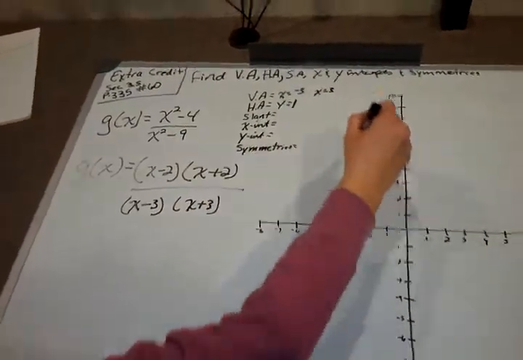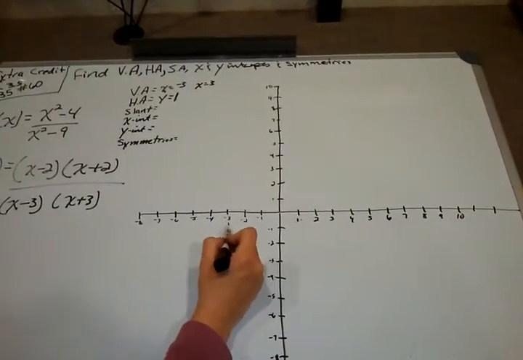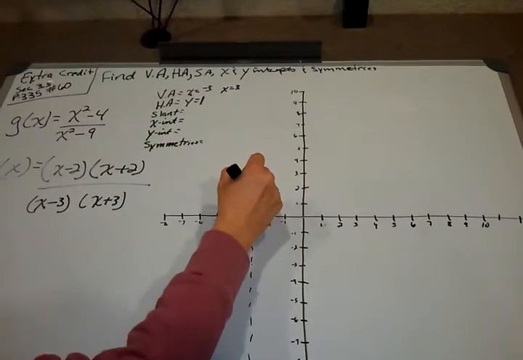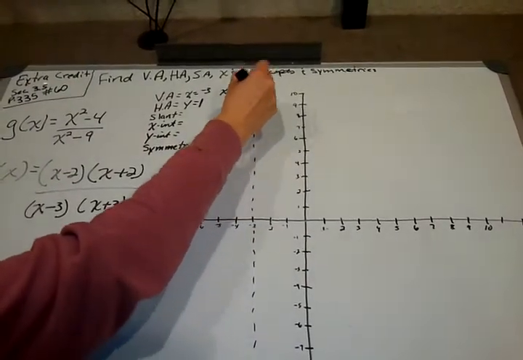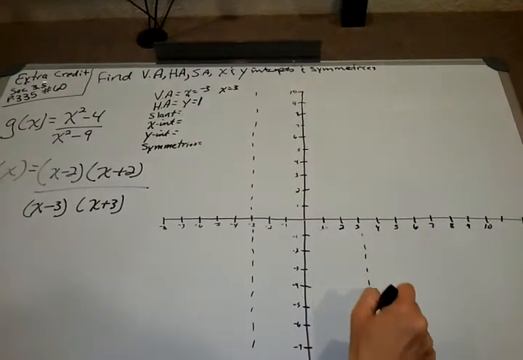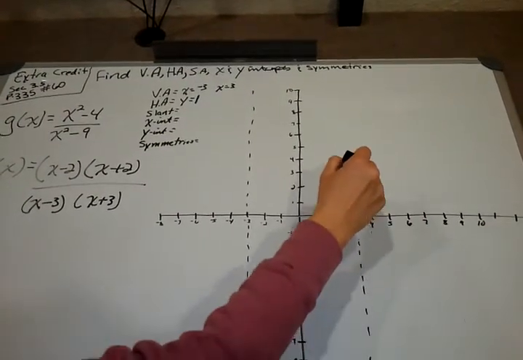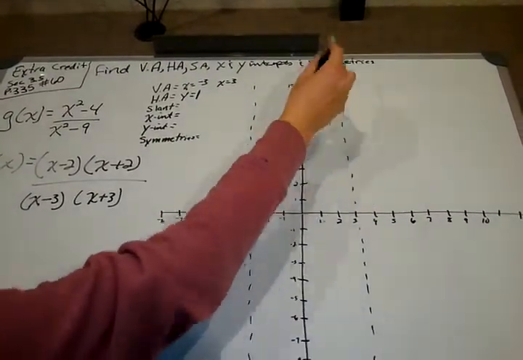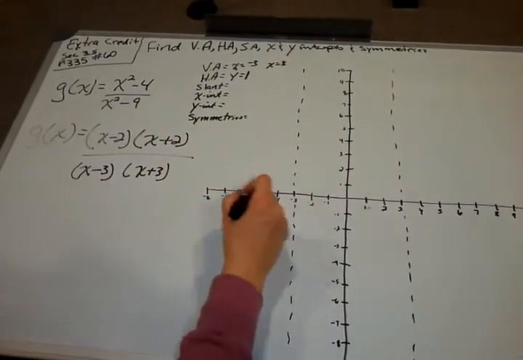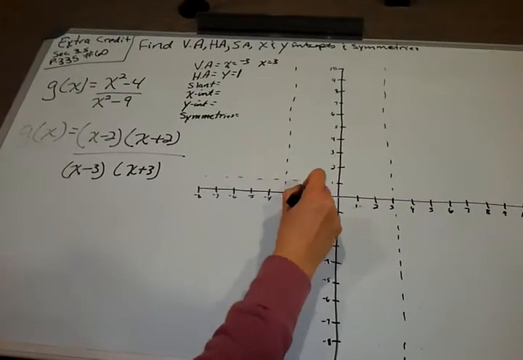3. So then we go over here to negative 3 and draw a dashed line. We do the same at positive 3. We draw a dashed line there. And our horizontal asymptote, we draw a dashed line at positive 1.